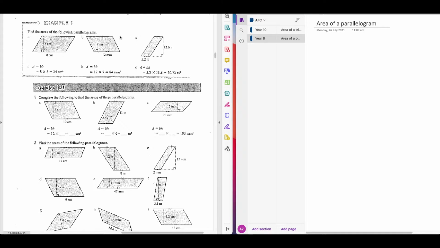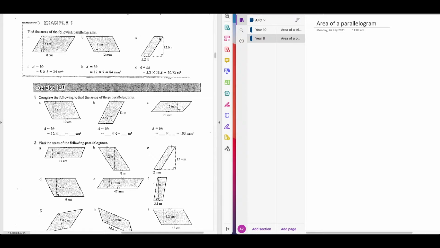In this example, it's very similar. The only difference is this parallelogram is squashed towards the left. So if you think of a rectangle that's squashed towards the left. To find the area, you just multiply the base, which is 12, with the height. So 12 times 7, you get 84.